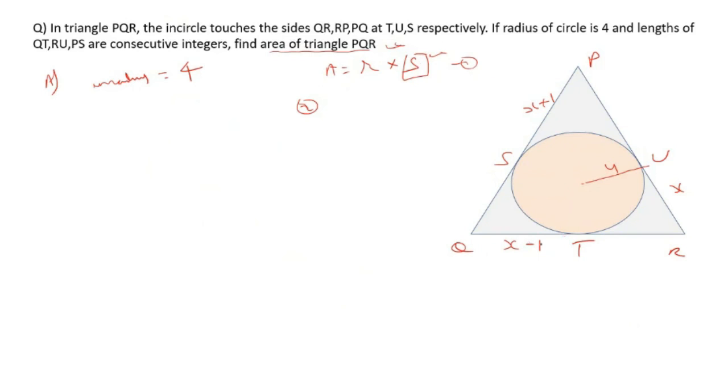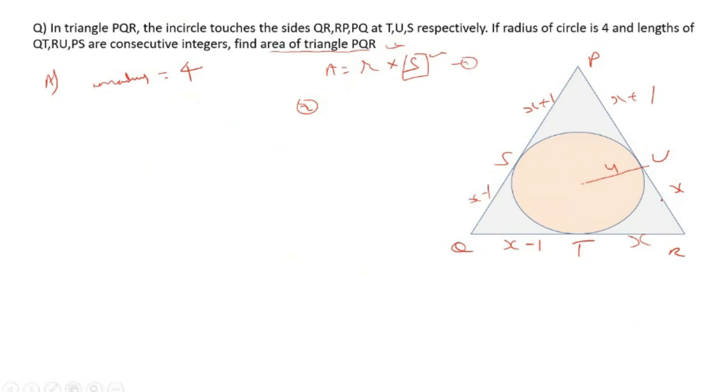So if this is x minus 1, we know that in a circle, if the tangents are drawn from the same point, the tangents are equal. So this will be x minus 1, so this will be x minus 1, QS, that is. Similarly, this is x plus 1, this is x plus 1. Similarly, this is x, so this is x. Tangents from the same external point are equal.